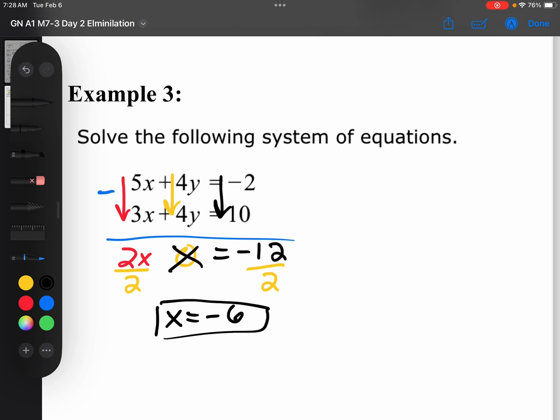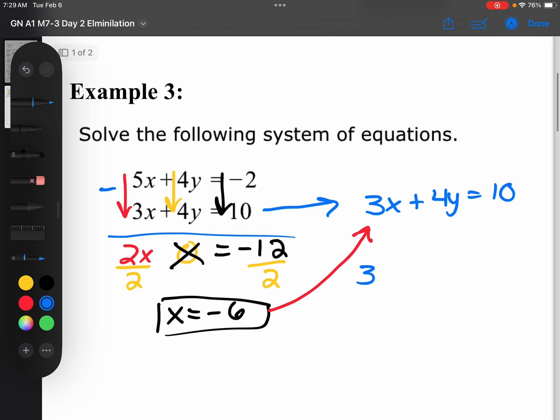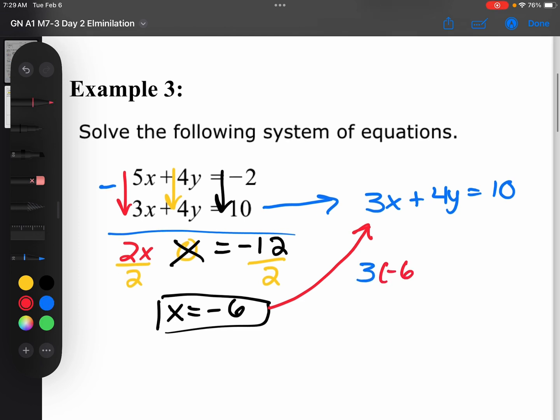Pause here, see if you can figure out the rest. Okay, I'm going to go ahead and do it now. So I'm going to plug this in. It looks like the bottom one might be easier to plug it into. So I'm going to rewrite this equation over here. 3x plus 4y is equal to 10. And I'm going to substitute in the negative 6 for x. So you have 3 times negative 6 plus 4y is equal to 10.